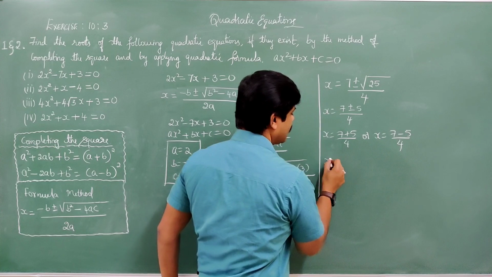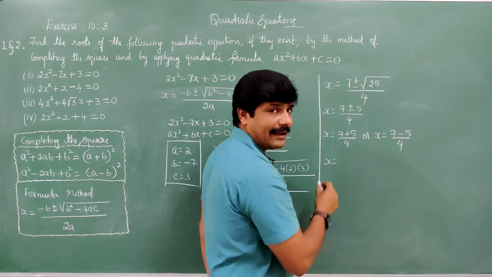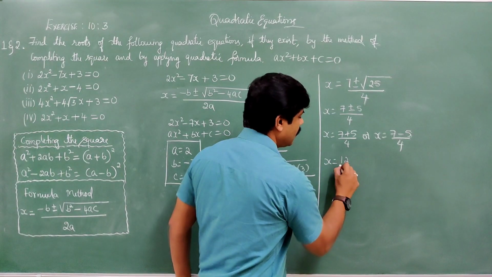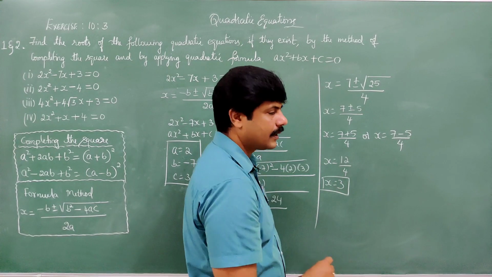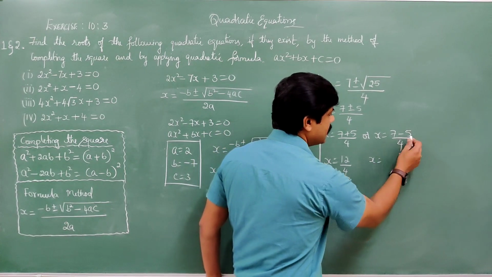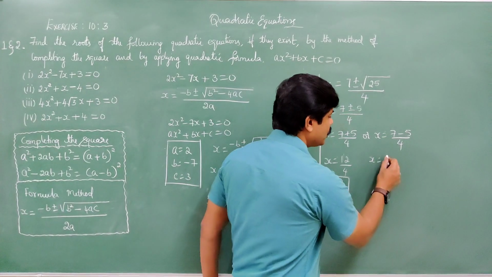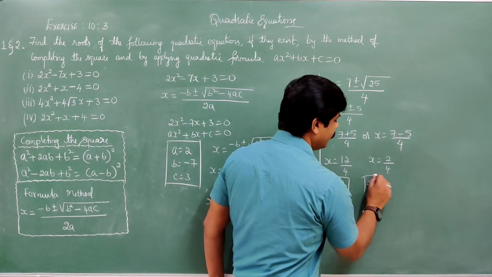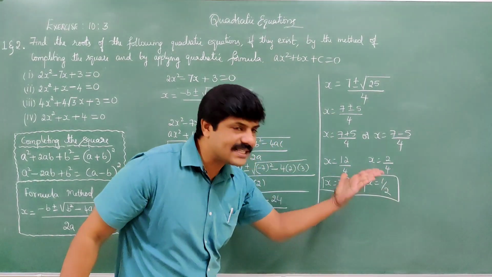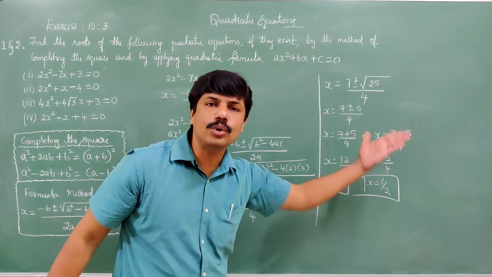X is equal to 7 plus 5, which is 12, by 4. 12 by 4 is nothing but 3. X is equal to 7 minus 5, which is 2, by 4. 2 by 4 is nothing but 1 by 2. Exactly the same, 3 and 1 by 2 are the roots we have got.